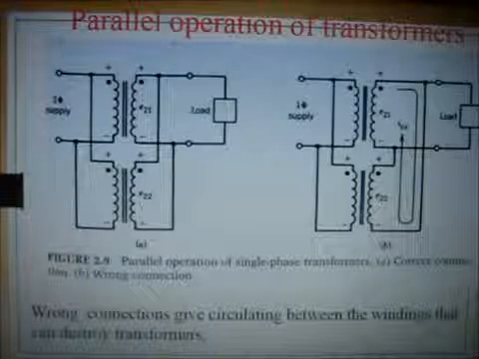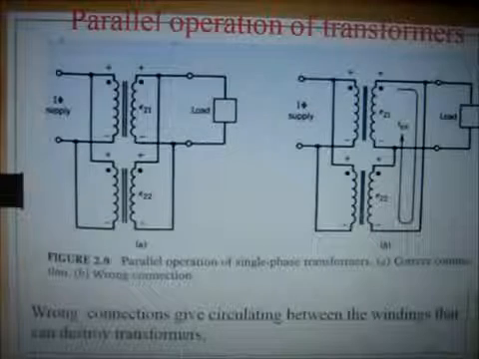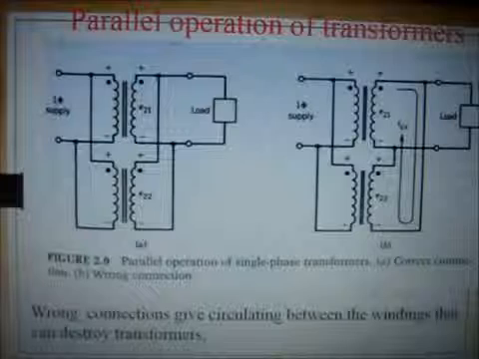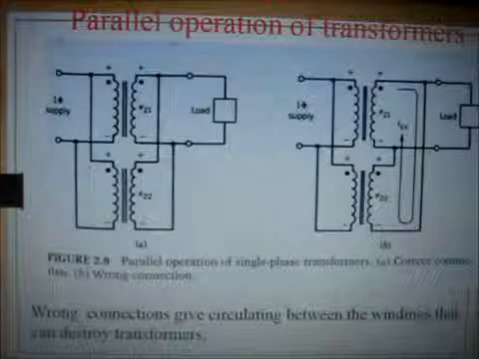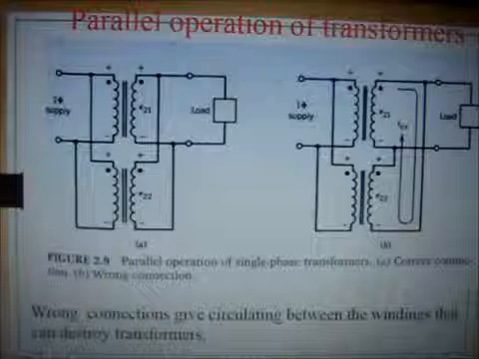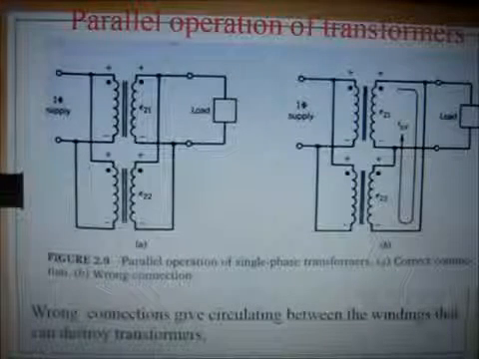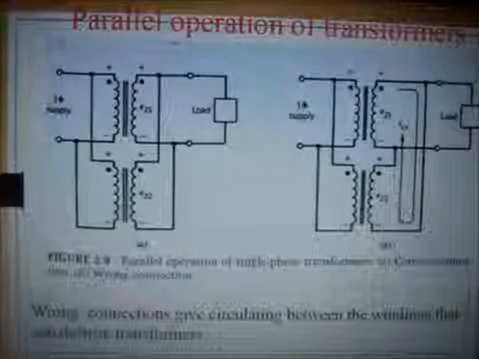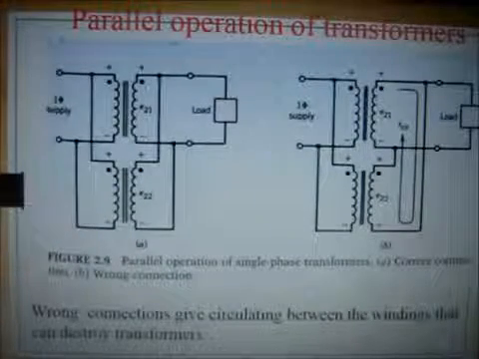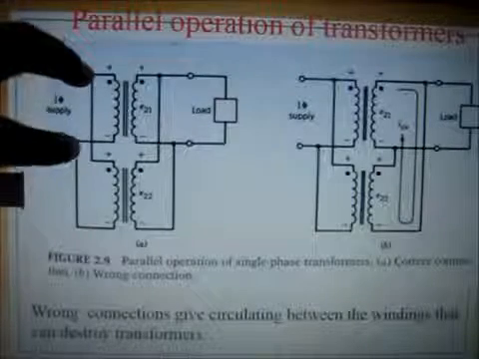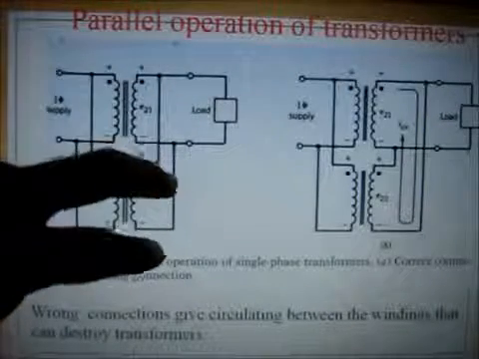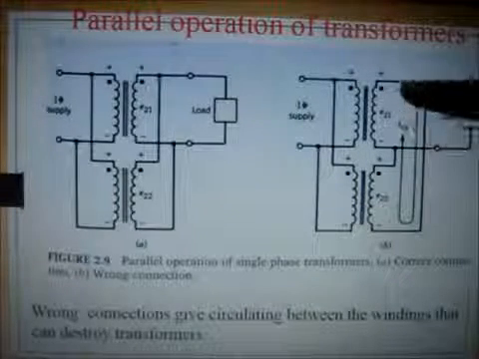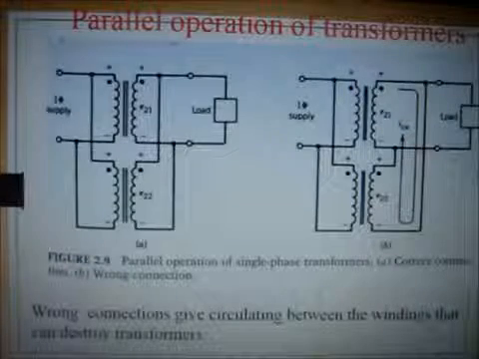And the polarity check condition is also applicable in the case of parallel operation of transformers. Now if the polarities are wrongly connected, the wrong connections will give a circulating current within the windings that can destroy the transformer or burn it. This is the correct diagram for the polarity in parallel operation. The transformers must be connected with the same polarity, and if it is connected in the wrong way, there will be circulating current within the winding and it will burn it.